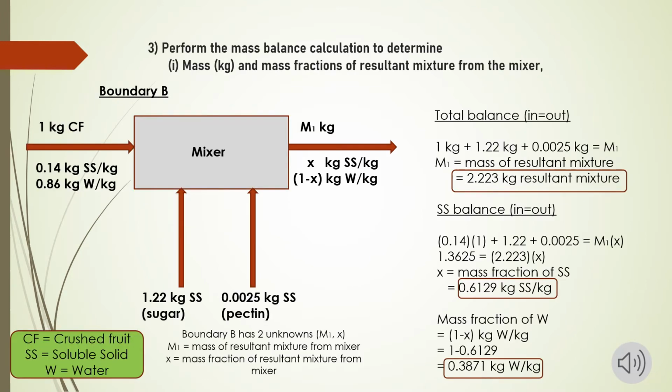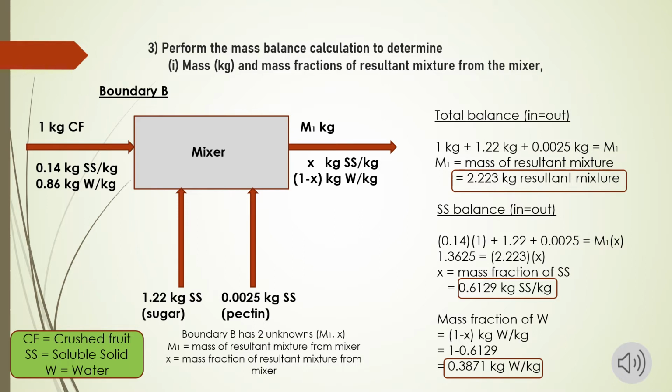Question number 3. Perform the mass balance calculation to determine the mass in kg and mass fraction of resultant mixture from the mixer. In order to find the mass and mass fraction, we used boundary B. Boundary B has 2 unknowns, which are M1 and X. M1 stands for the mass of resultant mixture from the mixer, and X stands for the mass fraction of resultant mixture from the mixer. So first, in order to find the mass of the resultant mixture, we use the total balance equation. Input is equal to output.